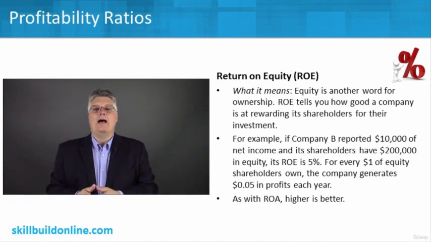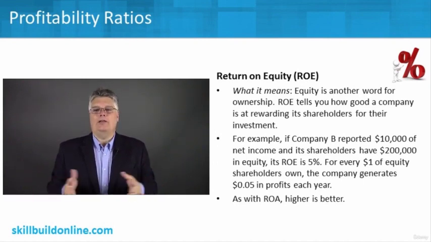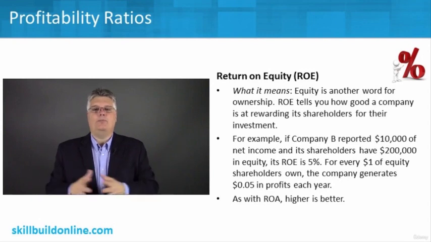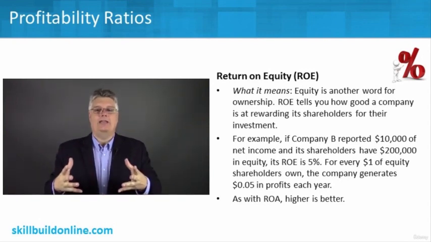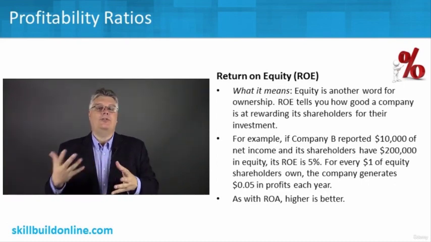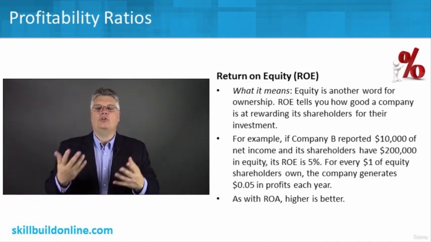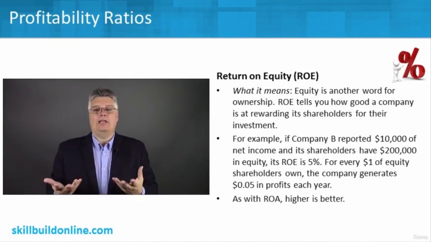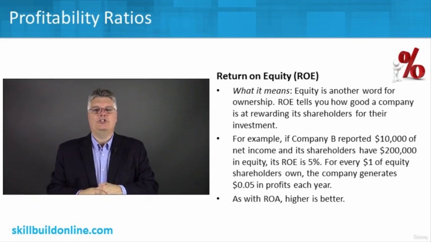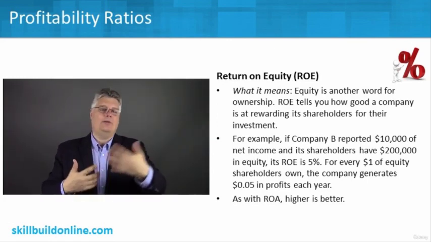or return on equity. So for example, if a company, let's say company B, reported $10,000 in net income, that's great. And the shareholders have $200,000 in equity. So in that shareholder equity, there's $200,000 out there. Its return on equity is thus 5%. So for every dollar of shareholder equity the shareholders own, the company is generating, in this case, 5 cents in profits each year, or 5%. So my return on the equity that I put in there, I'm getting 5%.